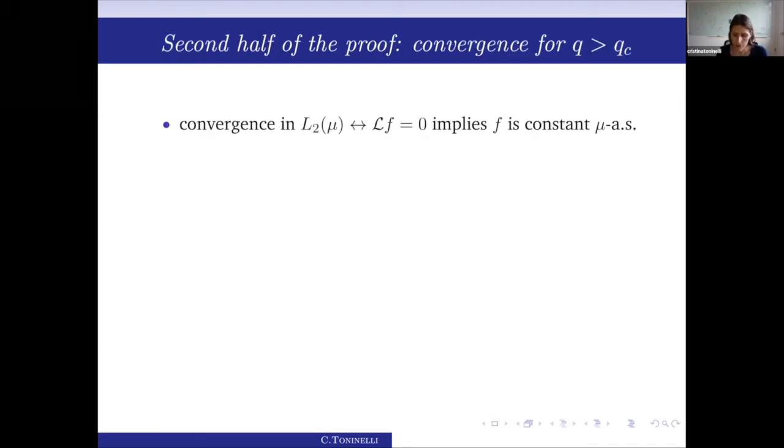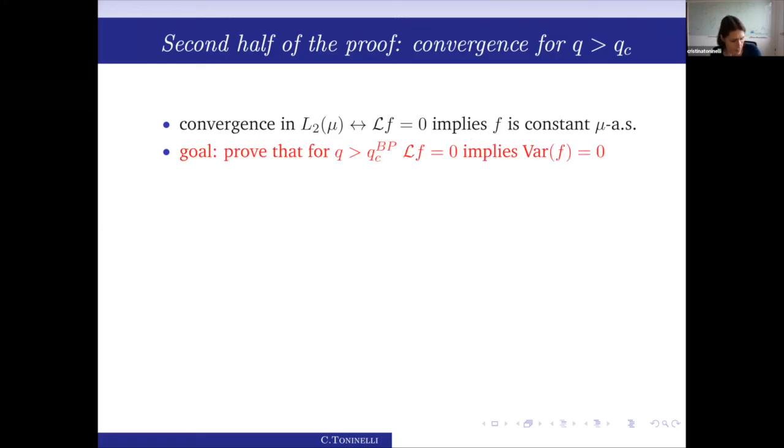And conversely, in order to prove that when the density q is larger than the critical density for bootstrap percolation we have convergence in L2 to equilibrium, one has to recall the fact that convergence in L2 is equivalent to the fact that the only functions which are eigenfunctions with eigenvalue 0 of the generator are constant. So perhaps I can just leave you with this.